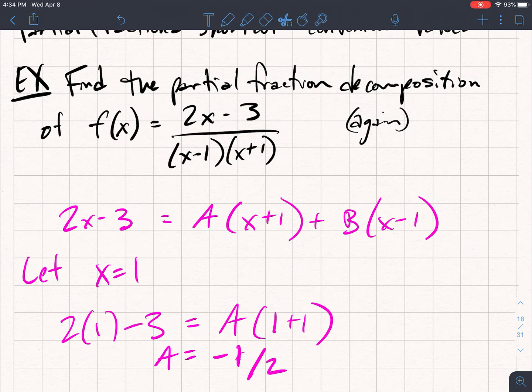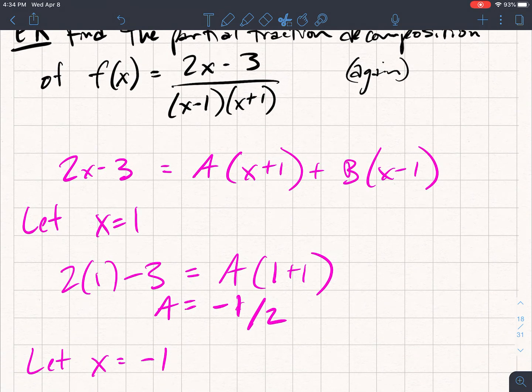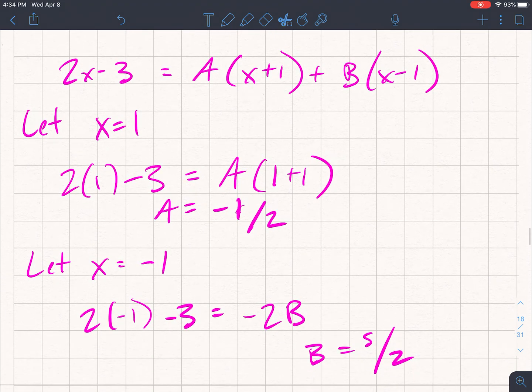A lot less computation, a lot less thinking. You don't have to do the system of equations, because I can see right away that if I let x be 1, it squishes that term, so it gets rid of it. And then I can do the same thing for the other factor. I let x be negative 1, squishes everything, and then I get b equals 5 halves.